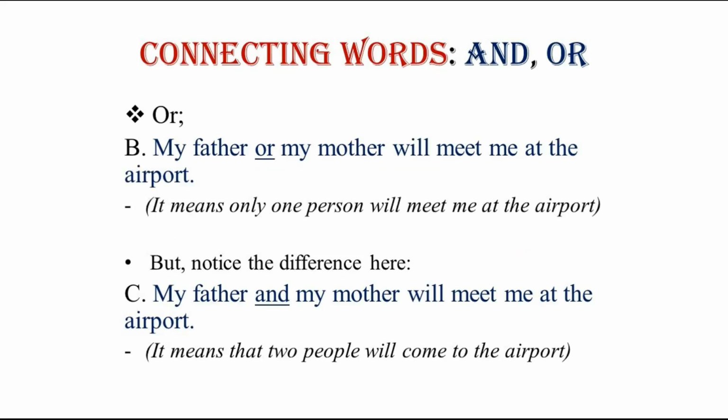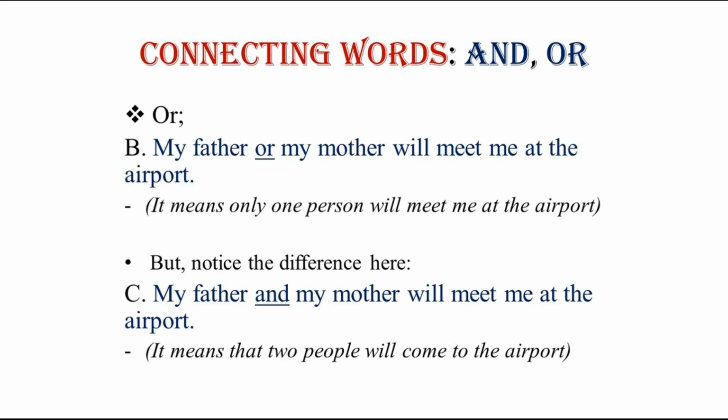My father or my mother will meet me at the airport. It means only one person will meet me at the airport. Okay, this is about the choices. Either my father or my mother. They both will not come. My father and my mother will meet me at the airport. Okay, this is the difference between and or.